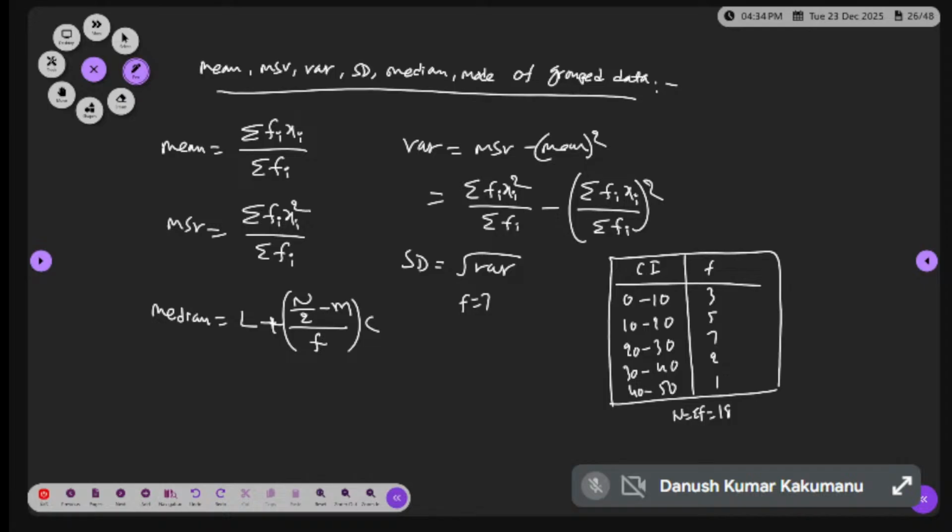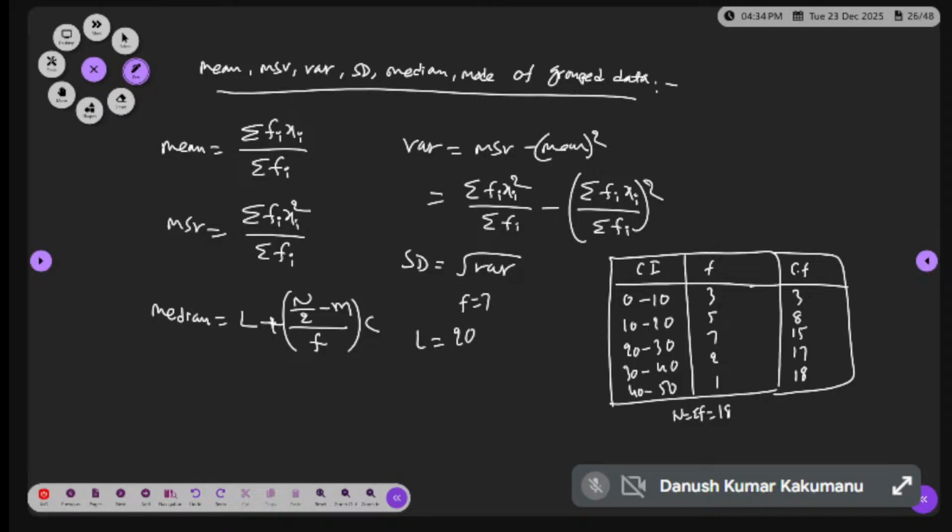F is the ideal frequency. L is the lower limit of the ideal class. What is the lower limit of the ideal class here? 20. And we also want one more: cumulative frequency, CF. How to get the cumulative frequency? All of you observe here: 3, 3 plus 5 is 8, 15, 17, 18. Cumulative frequency. Understood?